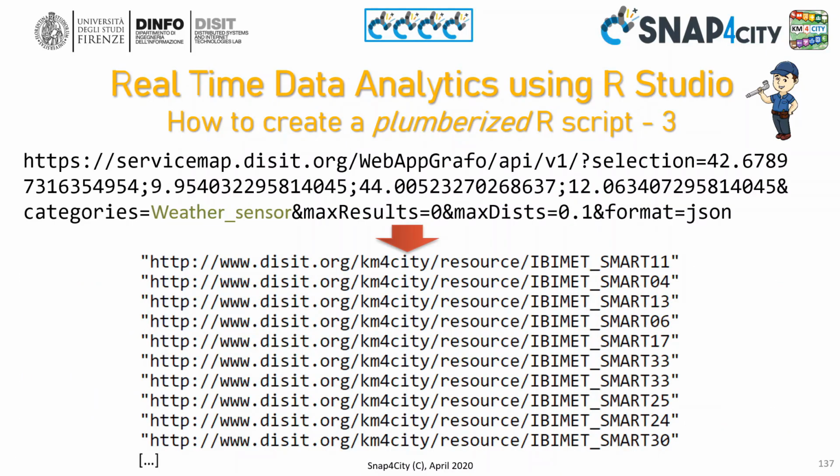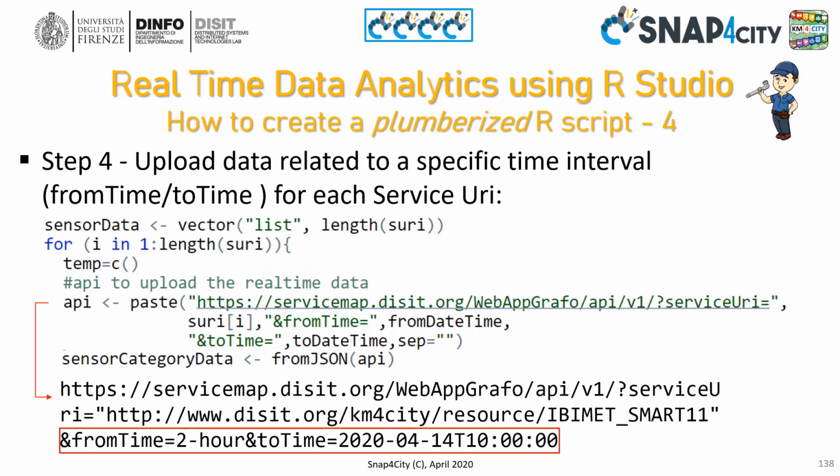And you can see in this slide the query used with the bounding box and the specific sensor category. And here you can see part of the list of service URIs. Now, for each service URI, we need to upload data related to the specific time interval. So we create an empty list, and for each service URI, we use an API to download the data to insert in the list created above.